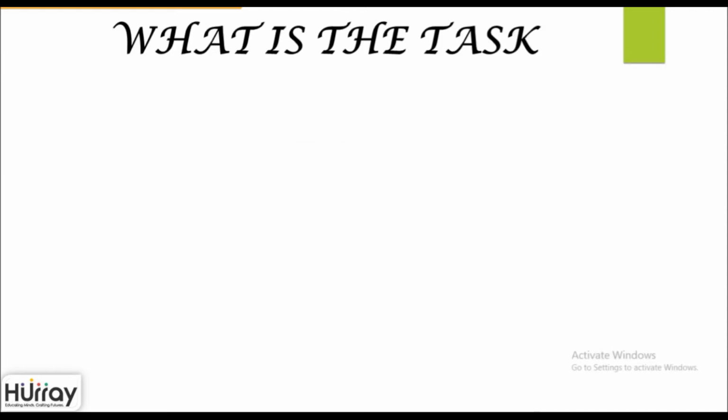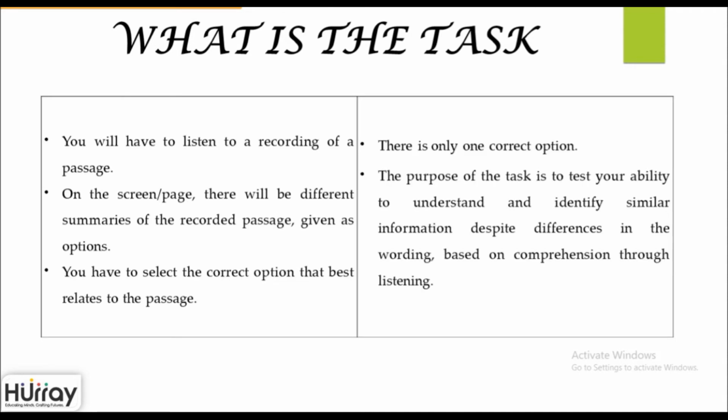Now, let us understand what the task is all about. You will have to listen to a recording of the passage. On the screen or the page, there will be different summaries of the recorded passage given as the options. You have to select the correct option that best relates to the passage. There is only one correct option. The purpose of the task is to test your ability to understand and identify similar information despite differences in the wording based on comprehension through listening.